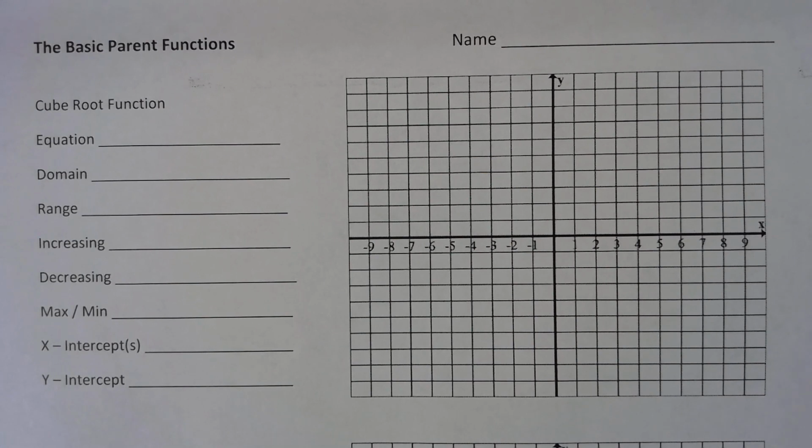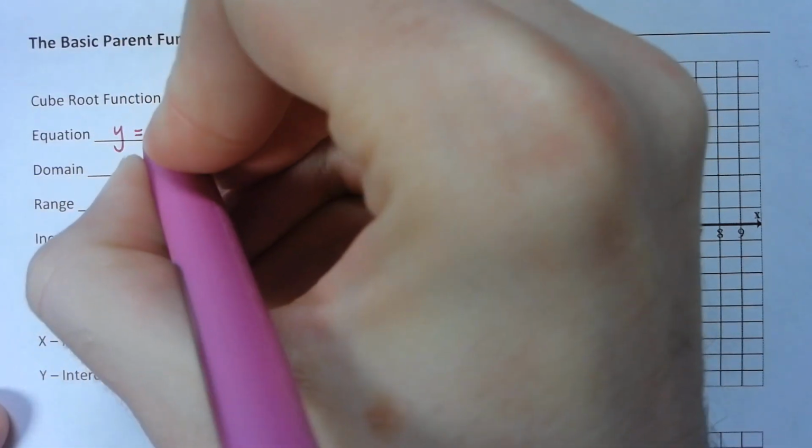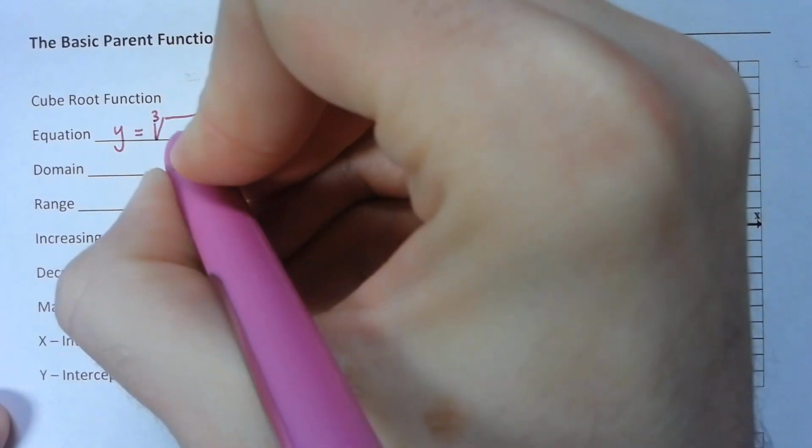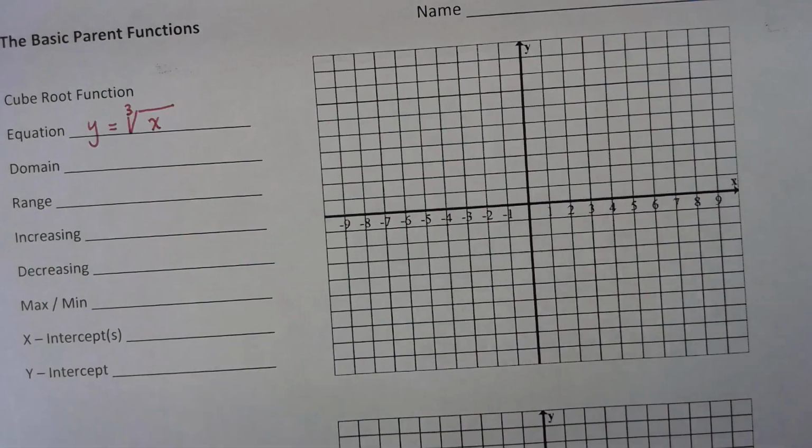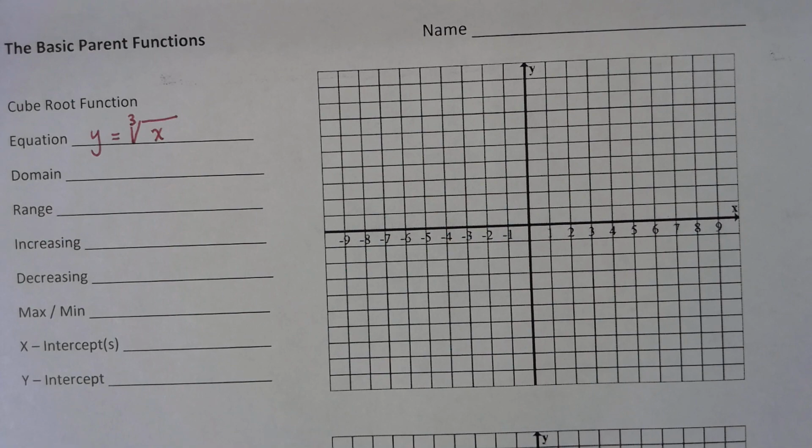This one's on the other three parent functions that we'll study in Algebra 2. We're going to start off with the cube root function. We talked about the square root function in the last video. So if we have y equals the cube root of x, that would be the equation here.